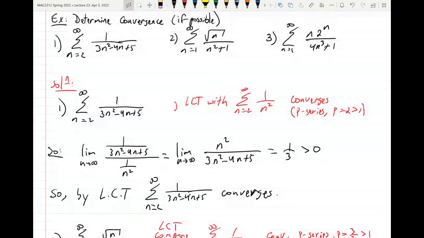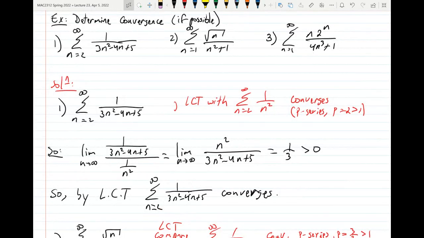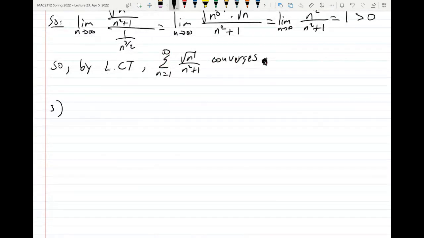Now let's take a look at the last one. So we have n times 2 to the n over 4n cubed plus 1. So sum from 1 to infinity of n times 2 to the n over 4n cubed plus 1. So here you cannot use the logic that we're using above about the overall degree and whatnot, because this is not a rational expression per se, because you have this 2 to the n, you have this exponential here.